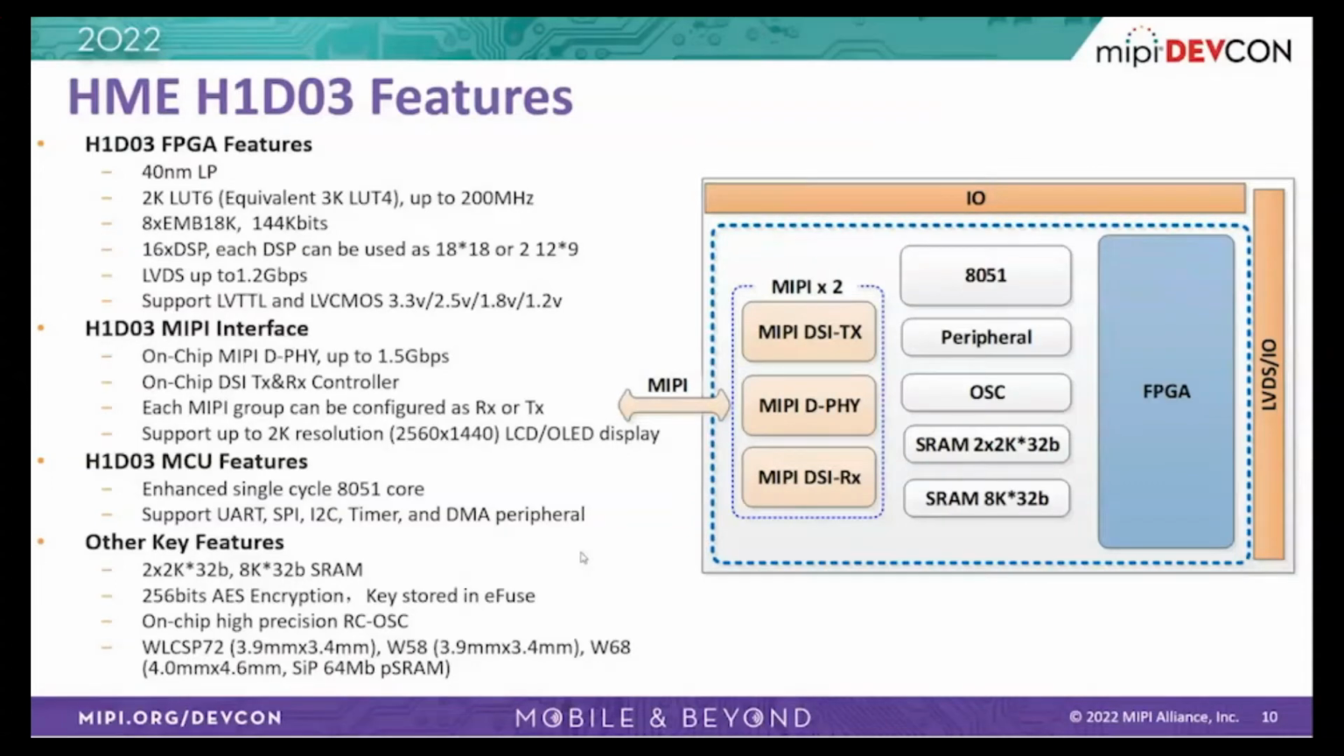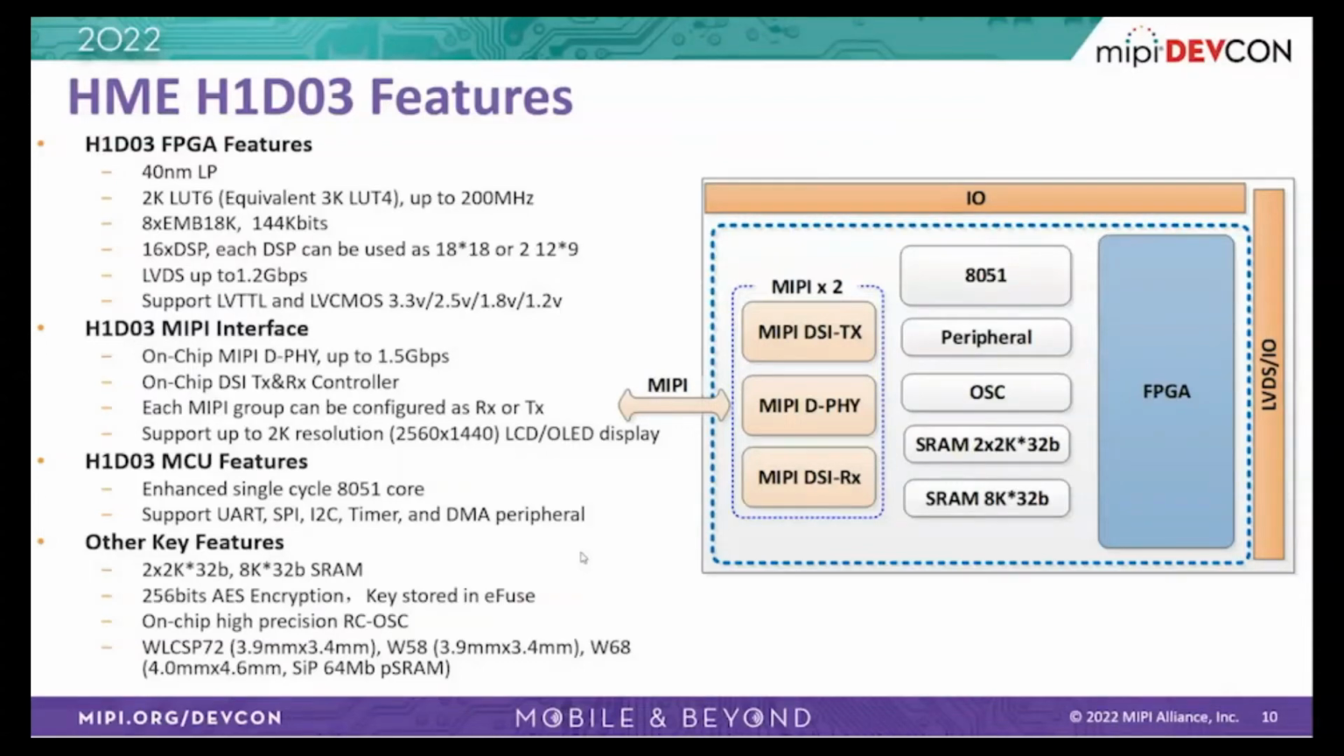H1D03 is a 40nm LP process node chip, which has 2K LUT6, which is equivalent to 3K LUT4, and the performance is 200 MHz. It also has on-chip embedded memory block and also the DSP block. It supports LVDS interface, which is up to 1.2 Gbps. It also supports LVTTL and LVCMOS of different voltage. One of the most important features about this chip is it has on-chip MIPI D-PHY and MIPI DSI controller. The MIPI D-PHY is licensed from Mixel. And the MIPI D-PHY is a universal D-PHY. It also supports MIPI transmitter and receiver. For the DSI controller, it can support the MIPI host and the peripheral.